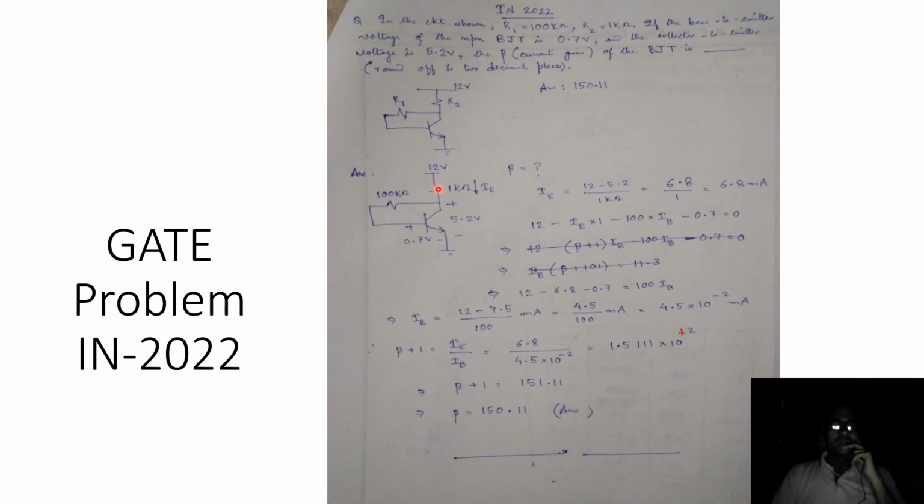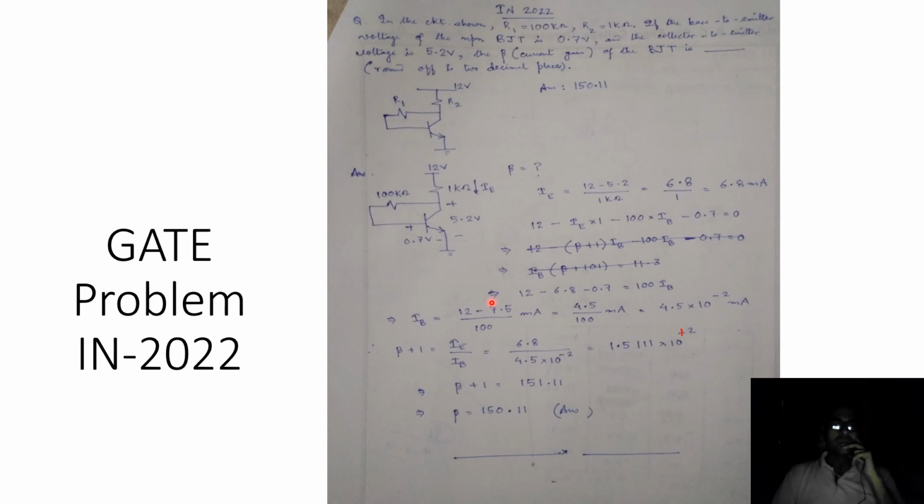Now if we frame the KVL equation for this part of the circuit, going through this loop, we can write 12 minus 1 kilo ohm times IE, which is the voltage drop across this resistance, minus 100 kilo ohms times IB, which is the voltage drop across this base resistance, minus 0.7 equal to 0. And then we already know that this voltage drop should be 6.8 volt.